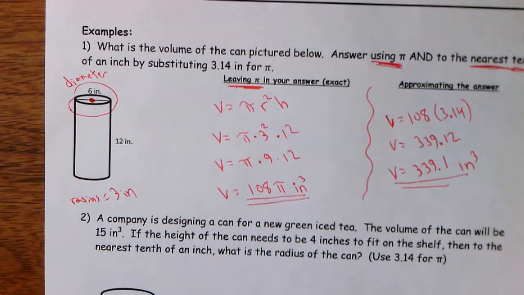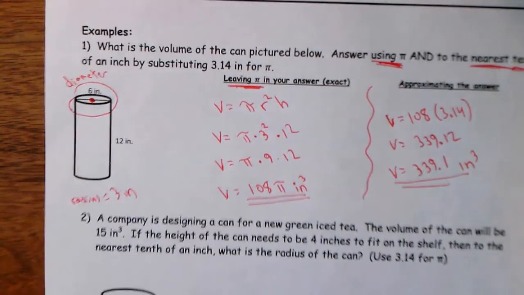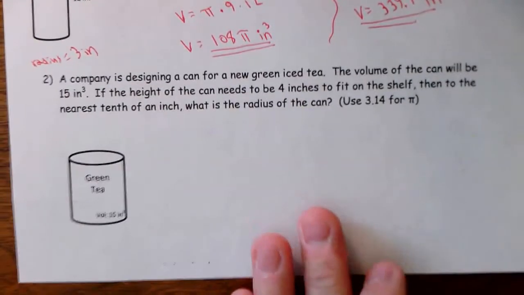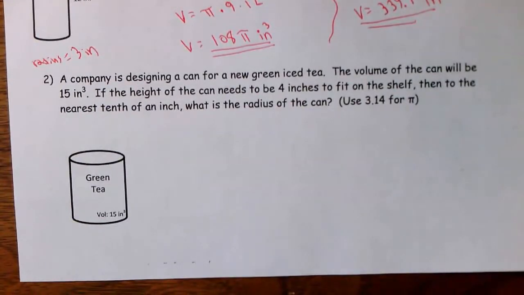All right, in the second example, we're given the volume, and we want to find another dimension. It says a company is designing a can for a new green iced tea. The volume of the can will be 15 cubic inches, so here's the volume. If the height of the can needs to be 4 inches so that it fits on the shelf, then to the nearest tenth of an inch, what would the radius of the can need to be?